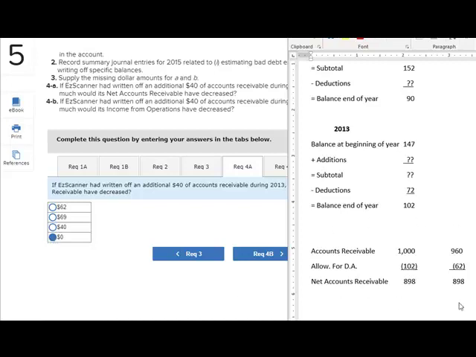And remember, I demonstrated this in class as well and pointed out how this concept, knowing this fact, that net accounts receivable stays the same, even if our write-offs increase, knowing that fact is important for a potential multiple choice question.